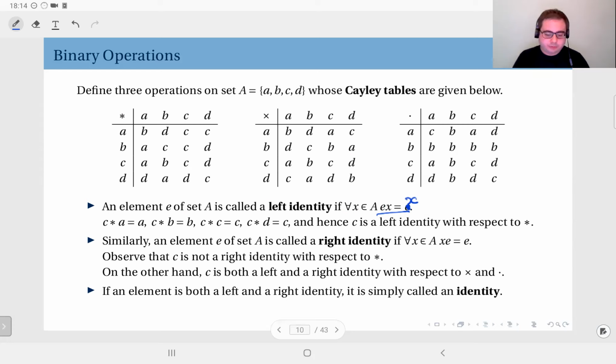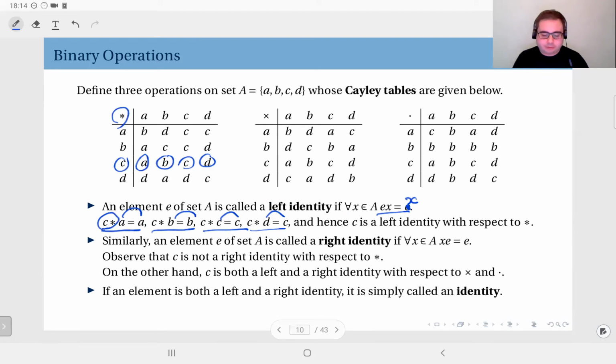So for instance, take the star operation. C star A is A, C star B is B, C star C is C, C star D is D. I'm multiplying all these from left with C, but the result doesn't change. It's the element itself. So in a sense, this has no effect on the element. That's what we call a left identity.